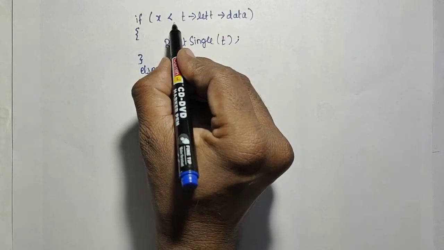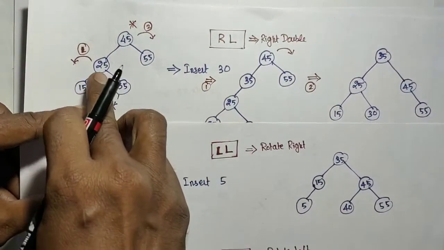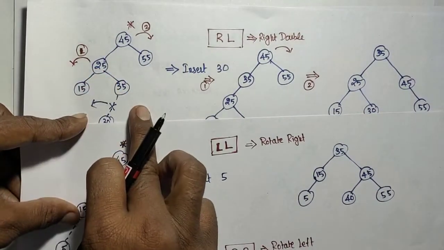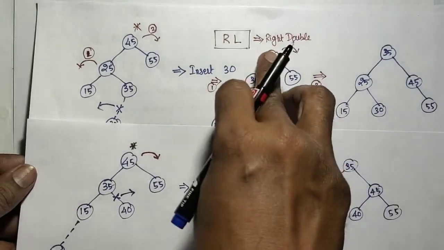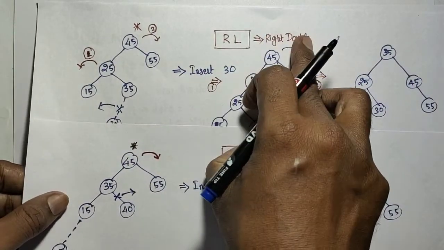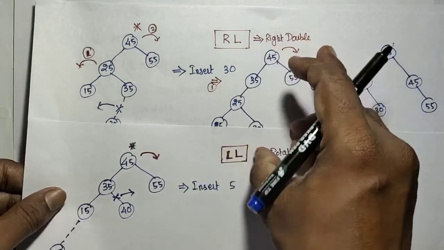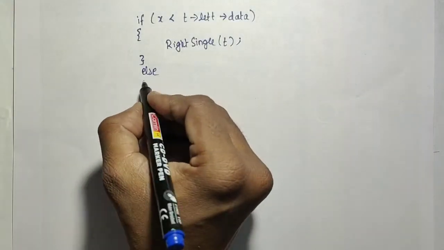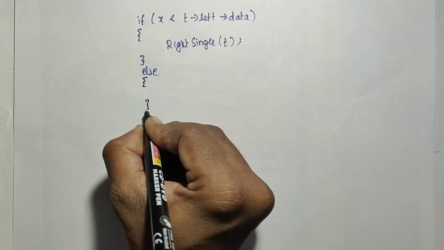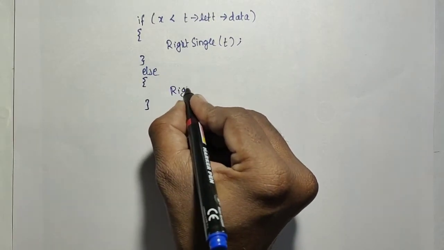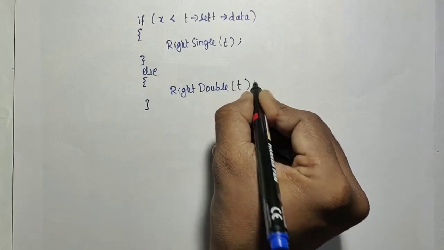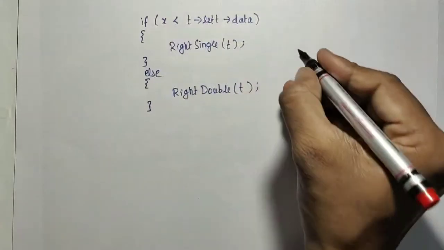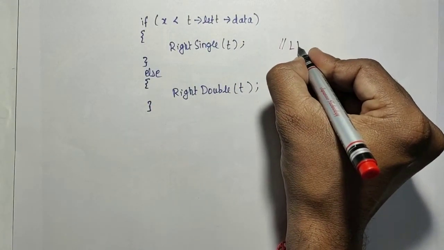Else if x is greater than or equal to that data, it means we may add this 30 on the right side of this one. In that case, the solution is right double of t. Right double means I have to call the same right double of t. So this is the situation left of left.